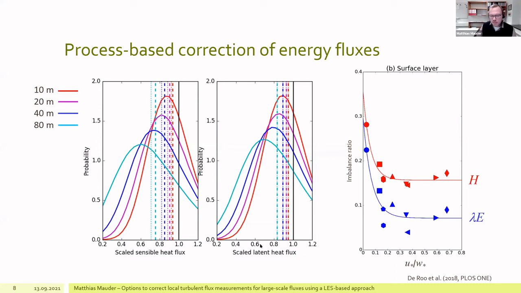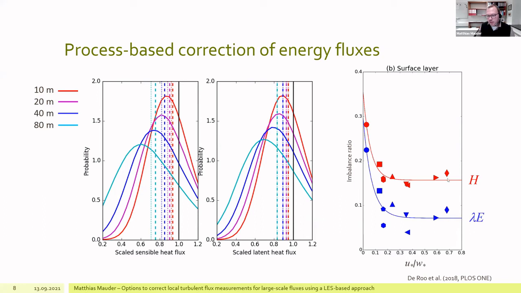The same is happening, not identically but similarly, for the latent heat flux. That's what we are most interested in at this workshop, but both are important to consider. And then there is not only this dependence on the measurement height, but another dependence on stability. On the figure before, I showed you stability as a function of zi over L, so the boundary layer height over the Obukhov length, here u star over w star, the friction velocity over the Deardorff convective velocity scale.